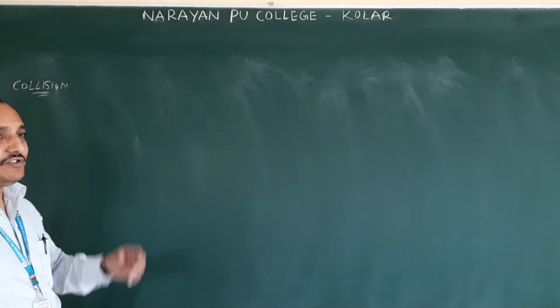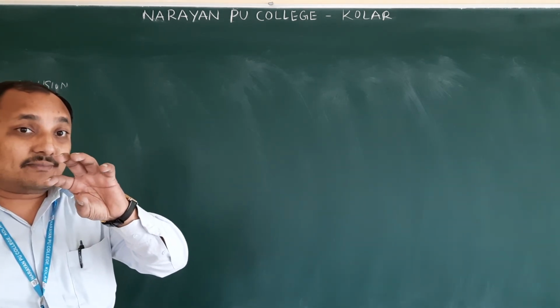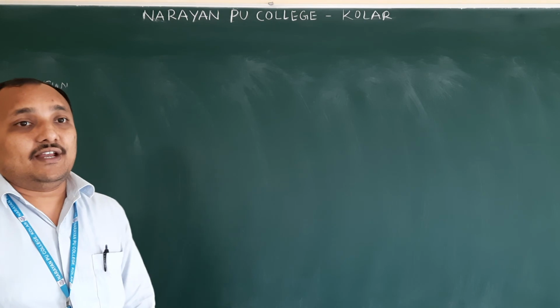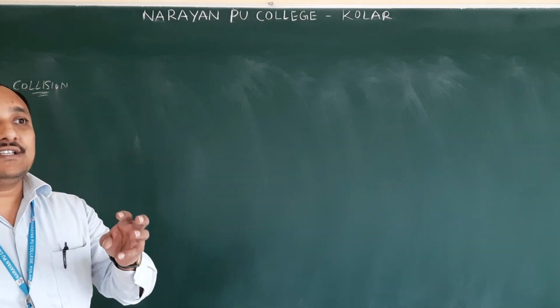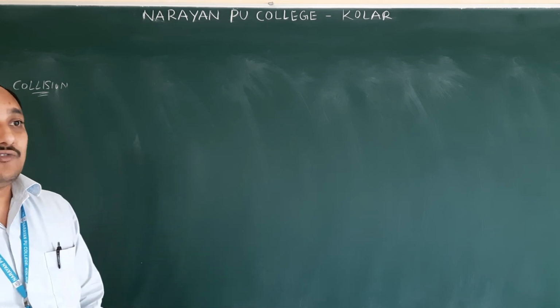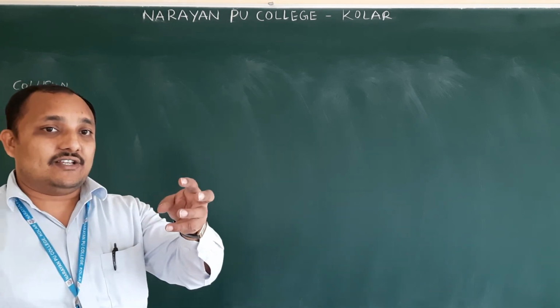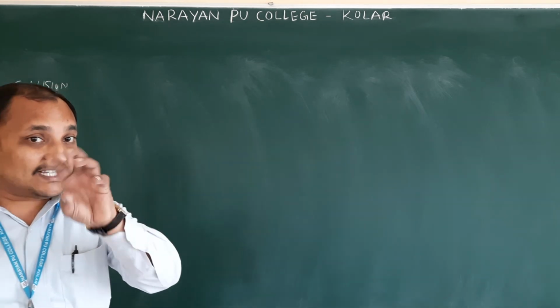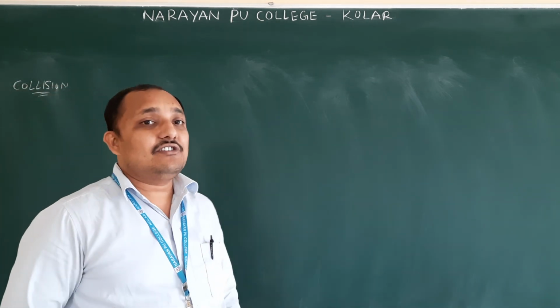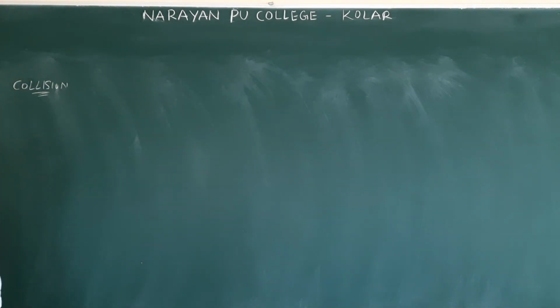Whenever a collision happens, the striker's momentum goes to the coin. What is meant by momentum? Already you came to know, it is the product of mass and velocity. And whenever it gains momentum, it is gaining energy. Which energy? Kinetic energy is transferred from one object to another object.